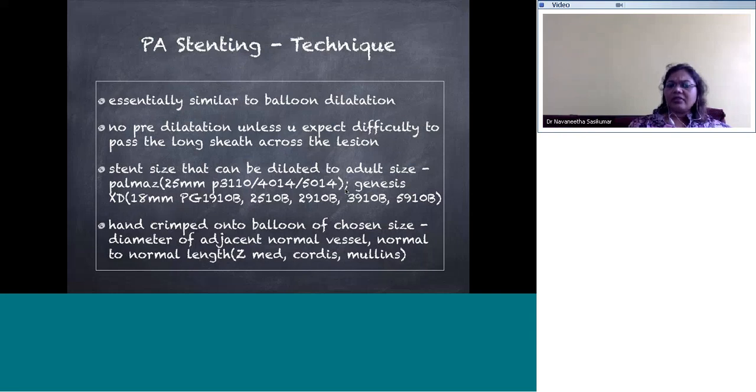The technique is essentially similar to balloon dilatation. Pre-dilatation is not recommended unless we expect difficulty to pass the long sheath, which you will use for taking the stent in across the lesion. So what are the stents that can be dilated to adult sizes? It is essentially the older generation Palmaz stents or the Genesis XT stents. These are all unmounted stents and need to be hand crimped onto the balloon of chosen size. So how do you choose the balloon? Again, the same. It should be not more than the diameter of the adjacent normal vessel, and the length should be normal to normal.